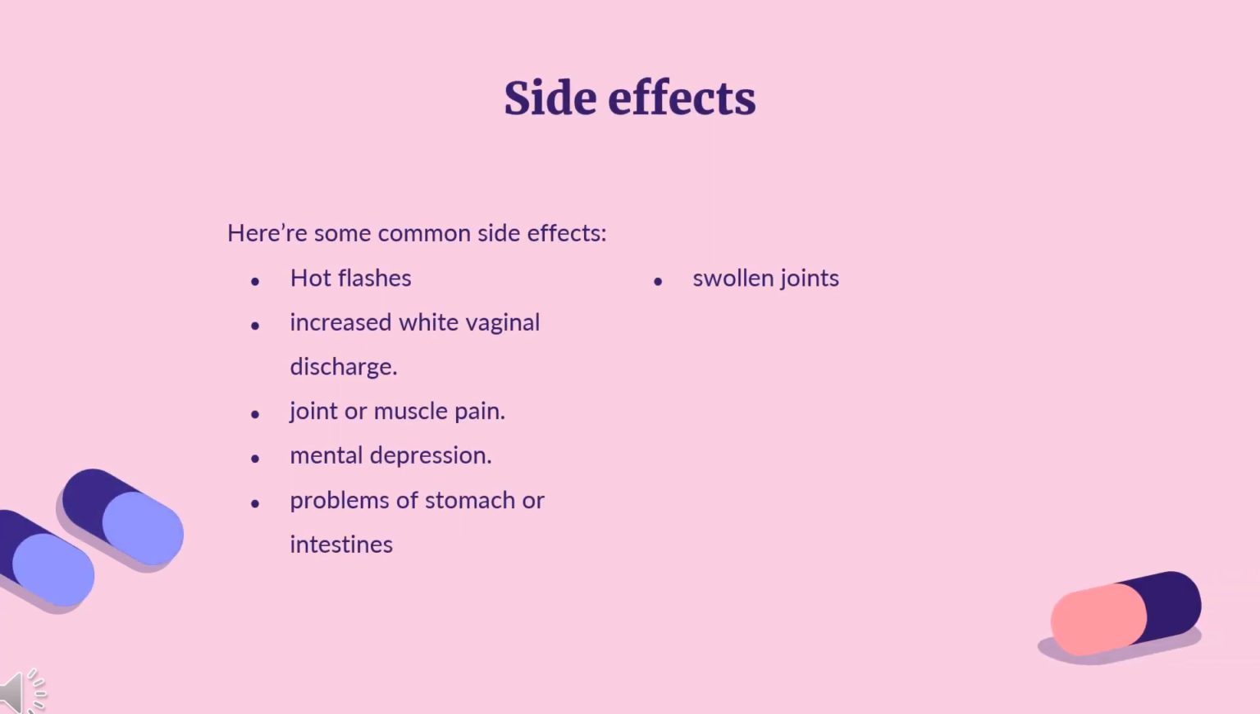Side effects. Hot flashes, including sudden sweating and feelings of warmth, especially common during the first 6 months of treatment. Increased white vaginal discharge. Joint or muscle pain. Mental depression. Problems of stomach or intestines, including passing of gas, upset stomach, or vomiting. Swollen joints.